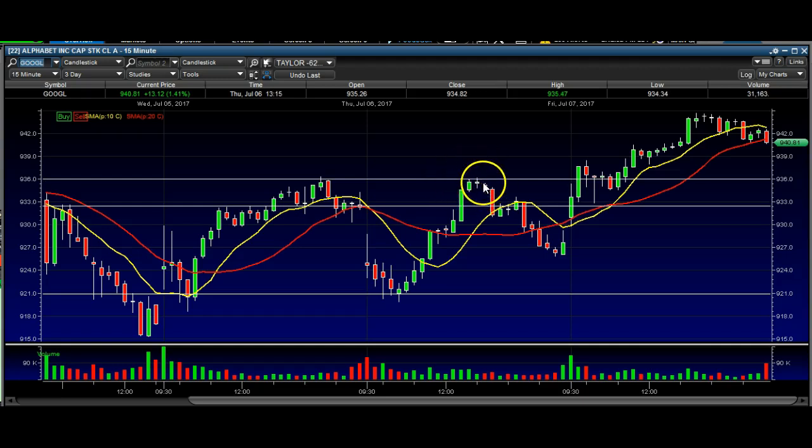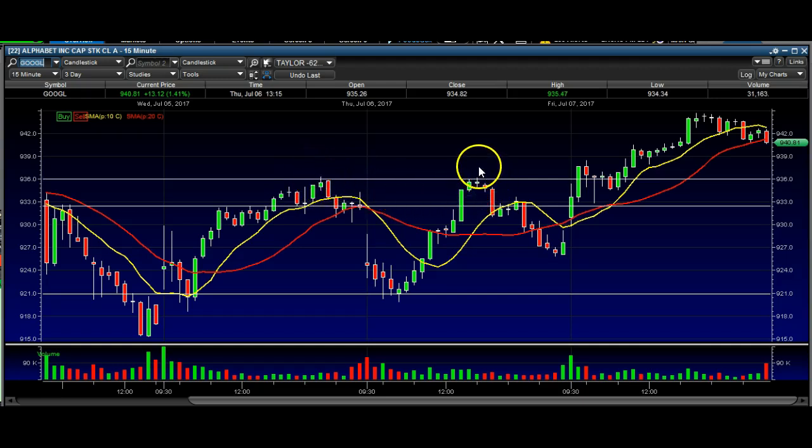And we ended up selling pretty much at the high of the day. And it's not a coincidence. It was based off of the previous high from the previous day. You can see there's resistance right there from the previous day.